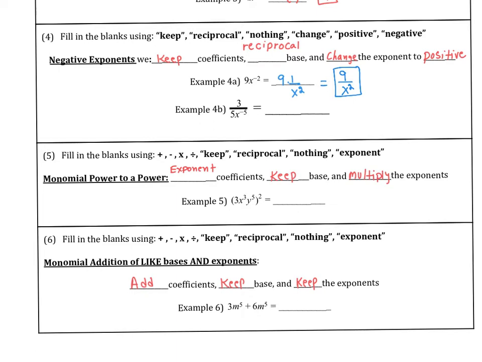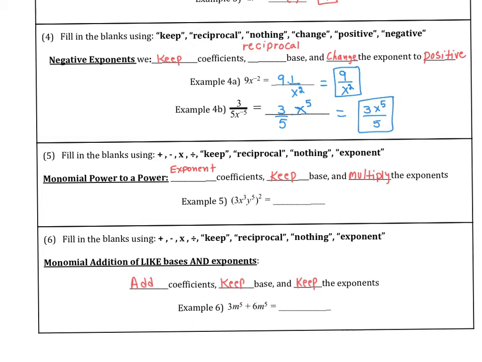Example number 4b is a similar one, but in this one you have a coefficient that is a fraction, 3 over 5, we'll keep it. Now the negative exponent is on the bottom, so in order to make it a positive exponent, we're going to take its reciprocal or flip it. When we flip it, we keep the base, and we're going to change the exponent to positive. Okay, and the final answer is 3x to the power 5 over 5.